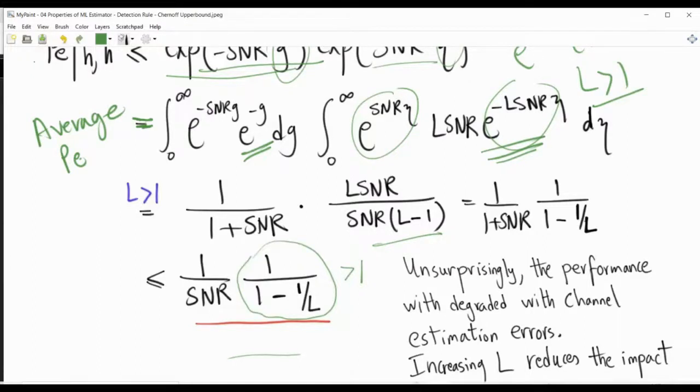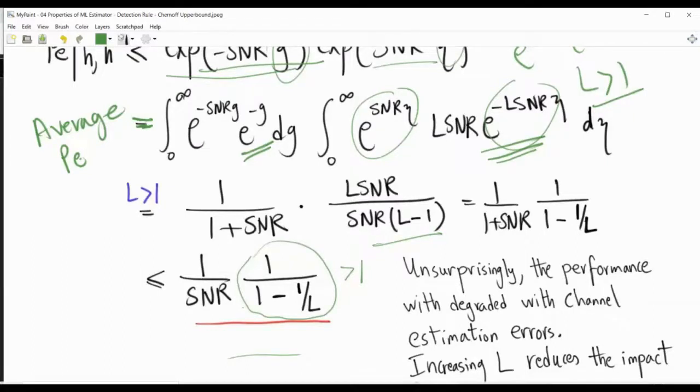In that case, your conditional probability of error depends on two things. It depends on the estimator, and it depends on the true channel itself. So you condition on both, and initially you just tackle the additive white Gaussian noise. Here we didn't go for the Q function. We went for the Chernoff bound.